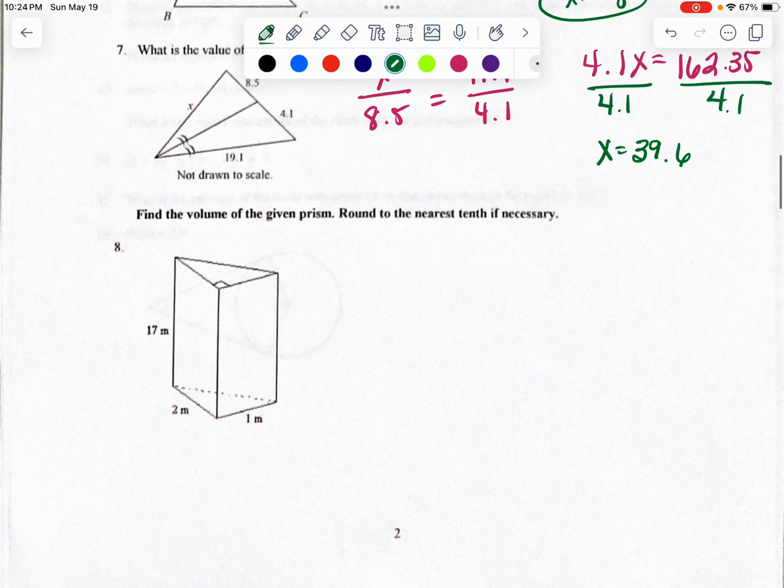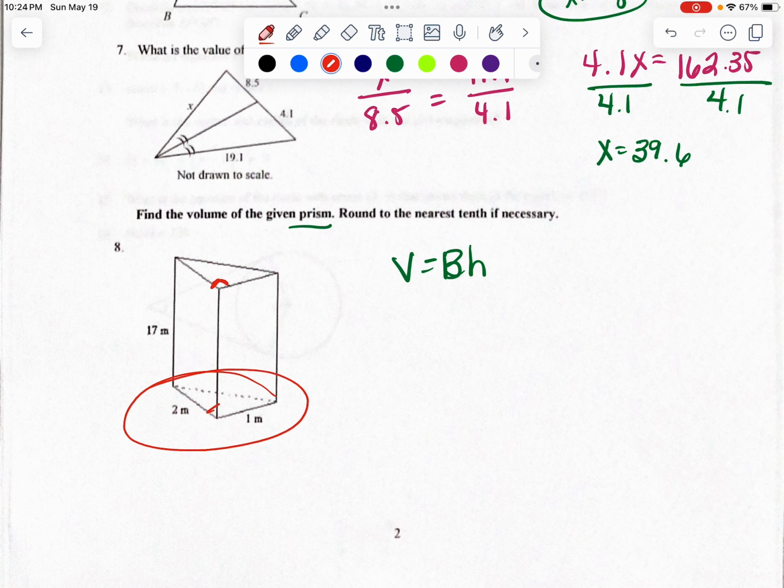All right, number 8. This is a prism. All prisms have the volume formula of the area of the base times the height. Since this is a triangular prism, we have to use the area formula for a triangle. So if I'm looking specifically at, and I know it's a right triangle down here, a half times the base times the height of that triangle is the B. And then this H is actually the height of the prism, which happens to be 17. So the volume is going to end up just being 17 cubic meters after I multiply.